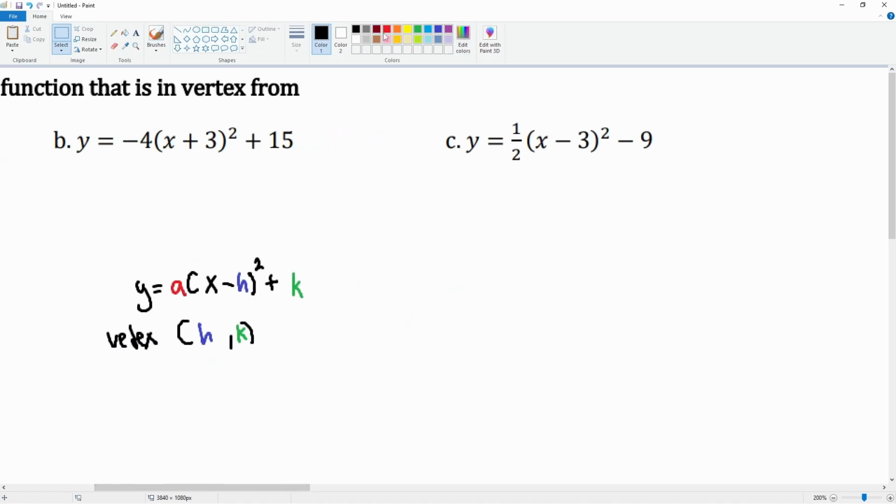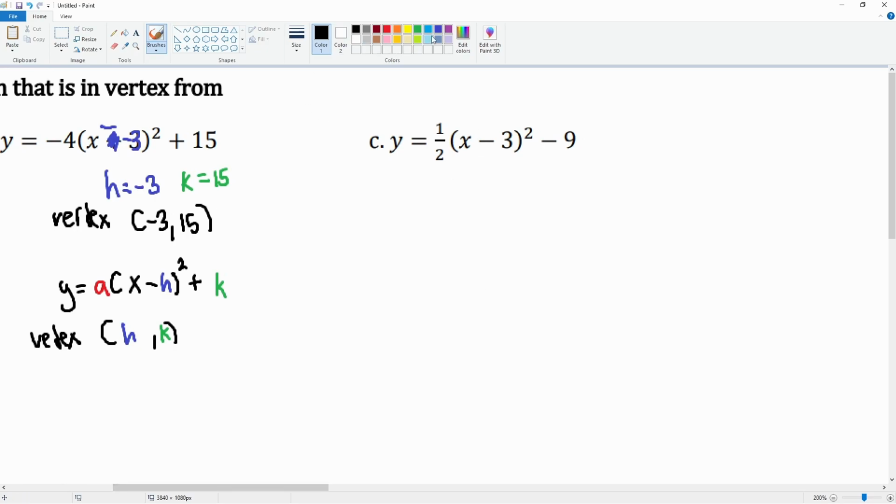We need to get the h. So the h here is going to be a minus 3. The reason why is because you see this is a plus 3. We want to separate that. So it's really a minus negative 3. That's why the h is considered to be negative 3. And the k is 15. So the vertex would be negative 3 comma 15.